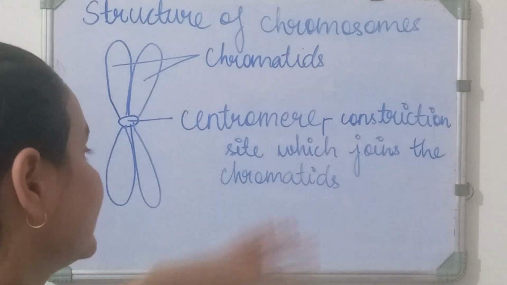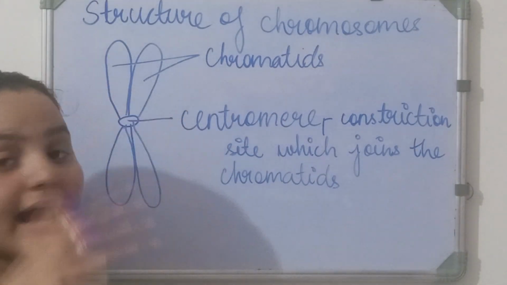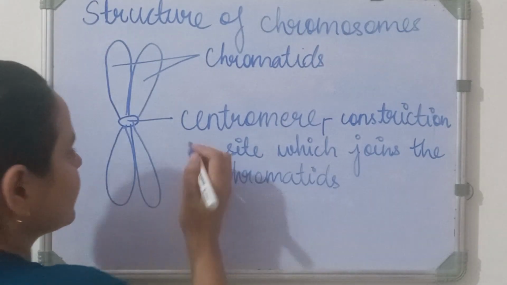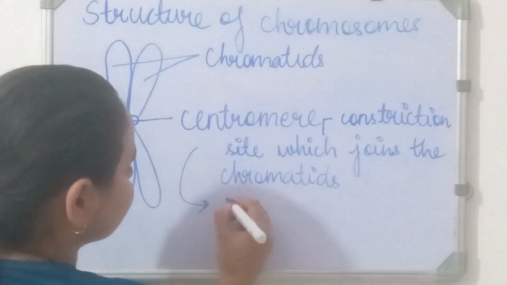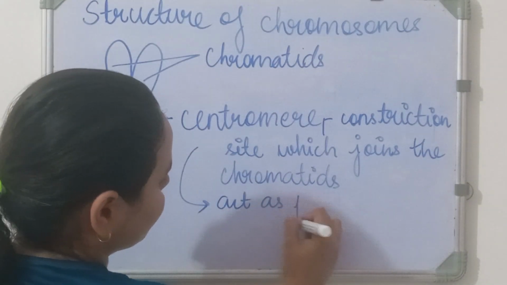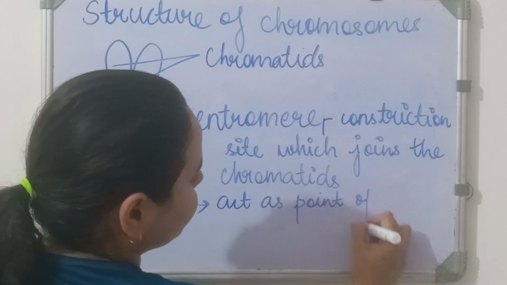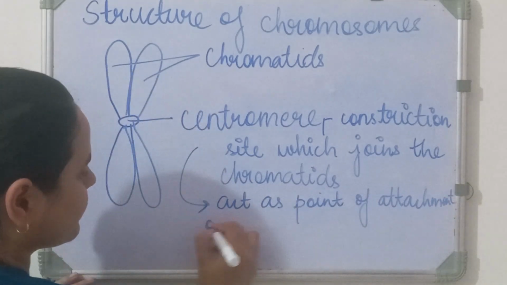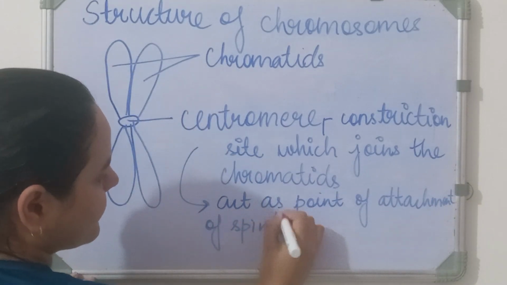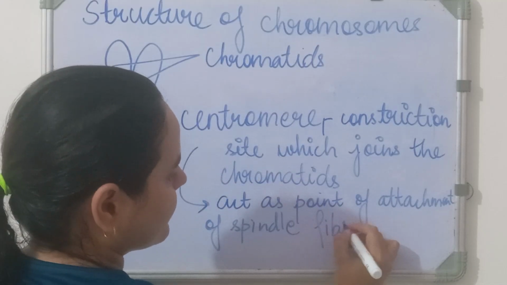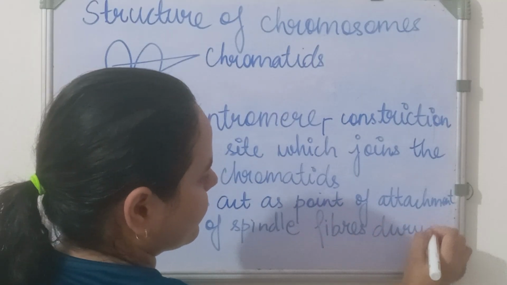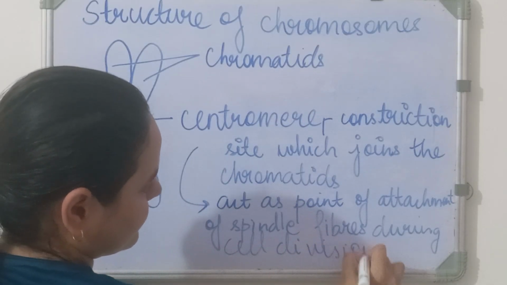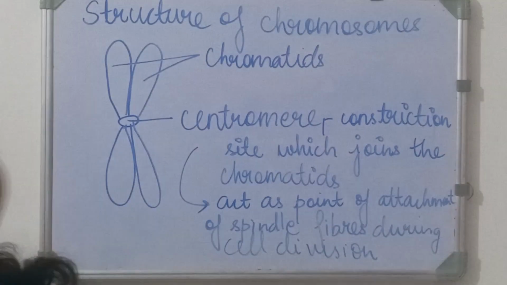And this centromere also acts as a point of attachment for the spindle fibers during cell division. I will be explaining this point also. Acts as a point of attachment of spindle fibers during cell division. I will be explaining this point. See how.